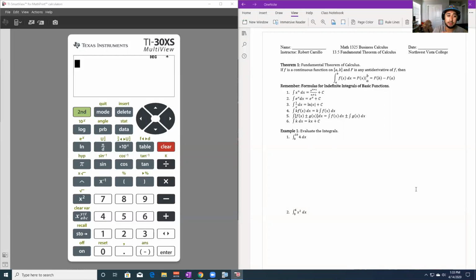And I'm filming this way so I can show you how to type it in your calculator. So I know there's a little bit of lag, but just bear with me. I may switch back once we get the hang of it.